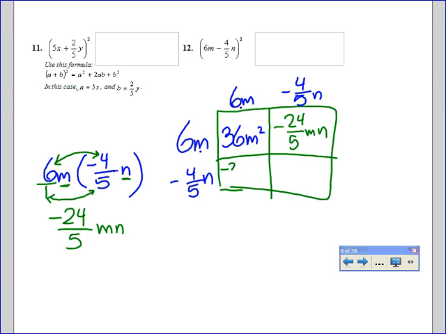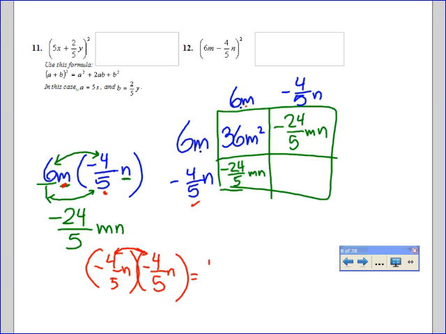And the next one will be the exact same thing, negative 24 over 5 mn. As you see, we're multiplying the exact same thing, the 4/5 n here and the 6m. And then the last part is to multiply negative 4/5 n times another negative 4/5 n. Like before, we multiply numerator with numerator, that's 16. Denominator multiplied to make 25. And n times n gives me n squared, so I get 16 over 25 n squared.